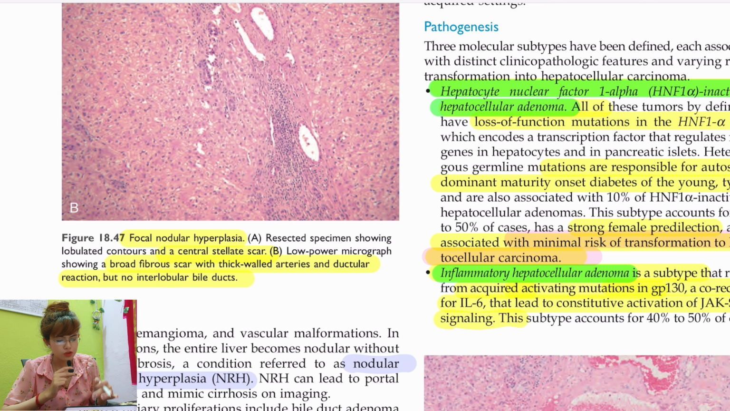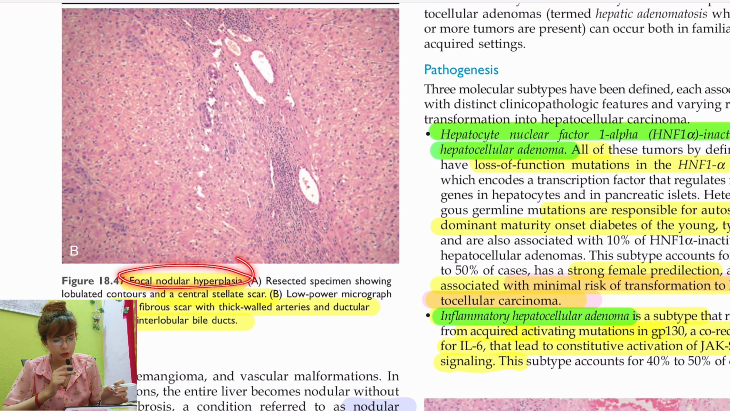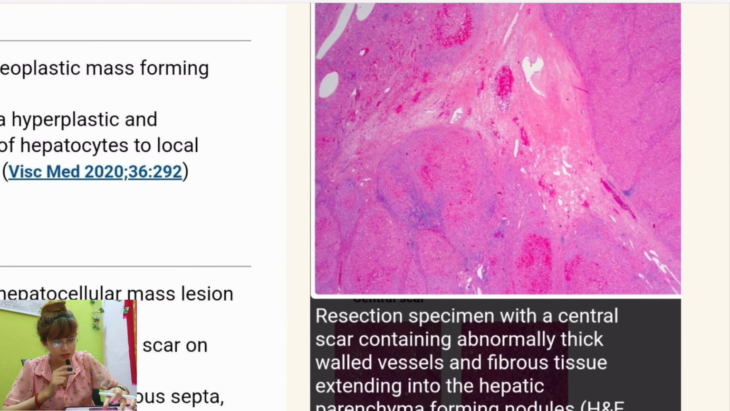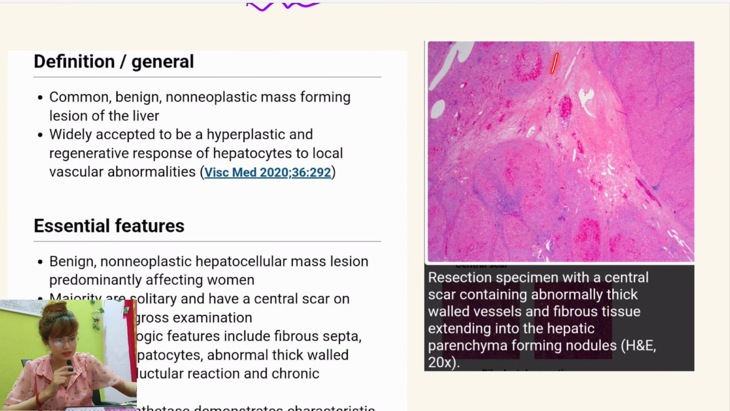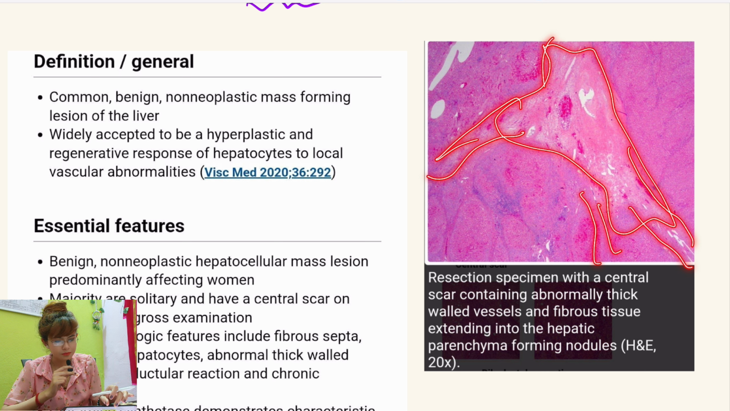So if I can just show you this image, you can see here that this is the focal nodular hyperplasia. You have a central stellate scar. Rather, if I show you over here, this is a much better image where you can see a central scar which contains abnormally thick walled vessels and fibrous tissue which extends into the parenchyma of the liver. So you can see this is basically the central scar.